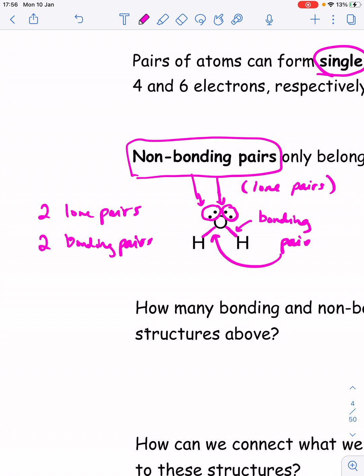If you realize that a pair contains 2, the 2 lone pairs is 4 electrons, and the 2 bonding pairs is 4 electrons. So in total, oxygen ends up feeling like it has 8 electrons, which is a full outer shell. So that's stabilizing for oxygen. By forming these 2 bonds with hydrogen, oxygen now feels like it has an octet.